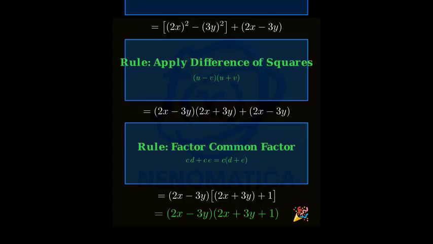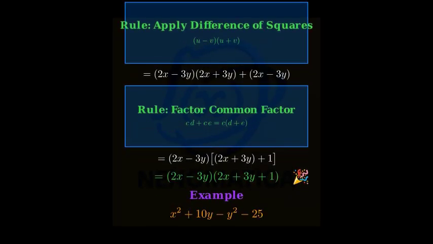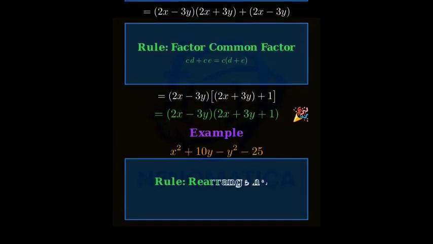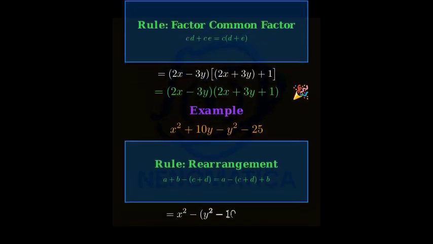Now, let's move on to our second example. We need to factor the expression x squared plus 10y minus y squared minus 25. For this expression, our first step is to rearrange the terms. We'll use the rearrangement rule to group related terms. We can rewrite this as x squared minus (y squared minus 10y plus 25).